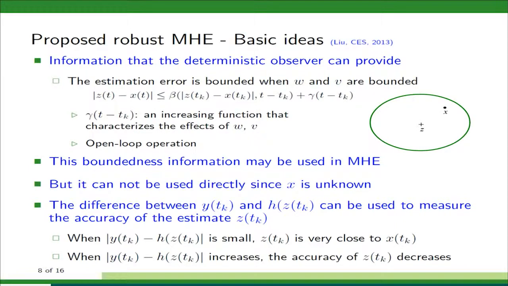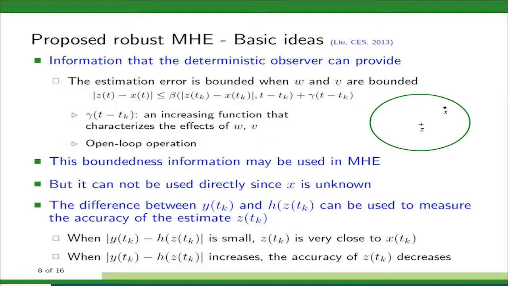As mentioned before, for deterministic observers, if we have bounded uncertainties, we could characterize the effects of these bounded uncertainties, for example, bounded process disturbance and bounded measurement noise. So if the deterministic observer gives us an estimate, we know the actual system state is within a bound like this. And this bound can be approximated. So can we use this boundedness information in the design of moving horizon estimation?